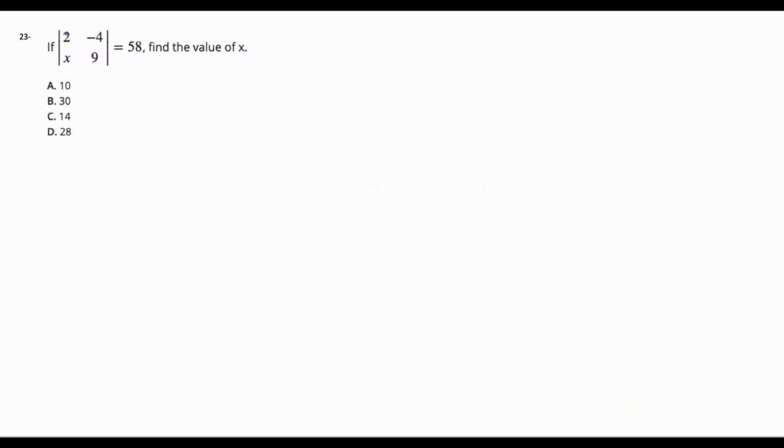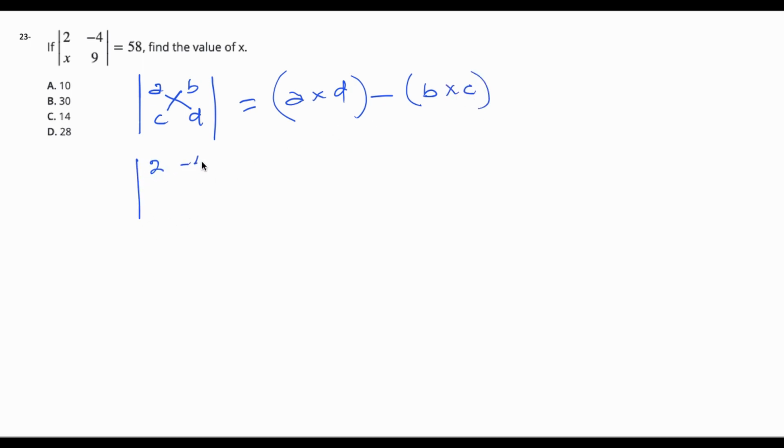Question 23 says, if the determinant of this matrix here is equal to 58, find the value of x. Now, to find the determinant of a matrix A, B, C, D, the determinant is A multiplied by D minus B multiplied by C. So if we have the matrix 2, minus 4, x, 9, we have 2 multiplied by 9 minus minus 4 multiplied by x, and we're told that this is equal to 58.